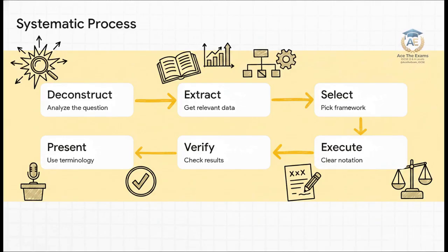Step 3, select the correct analytical framework. Step 4, and this is huge, execute the manipulation with clear, visible notation. Step 5, verify your results for reasonableness. Does it actually make sense? And finally, Step 6, present the final answer using the correct terminology. Following this exact, rigorous formula guarantees you're using a logical problem-solving process every single time.